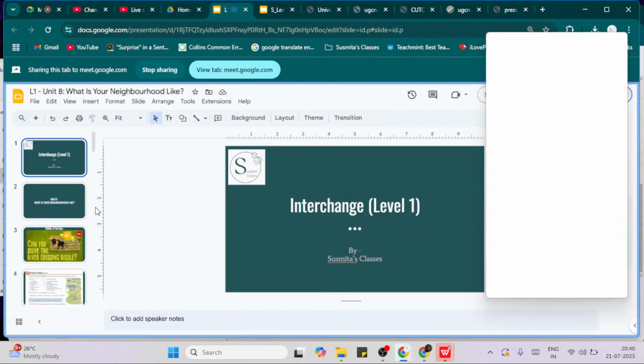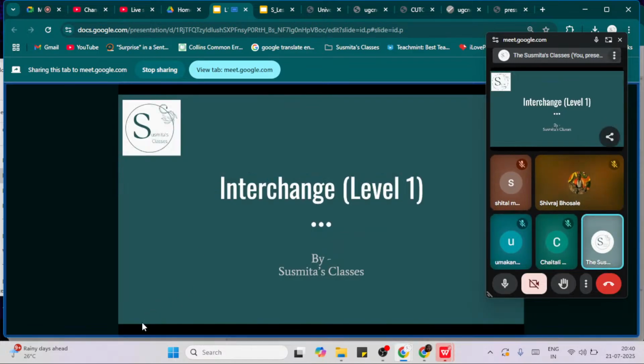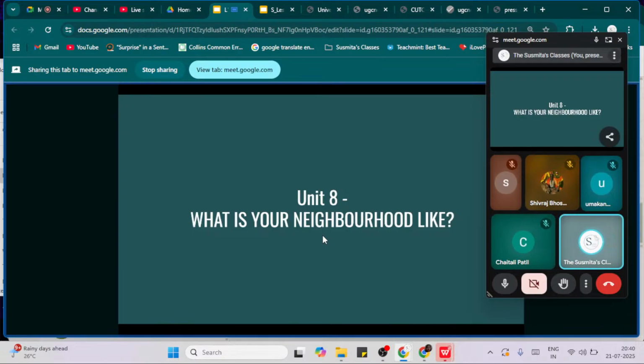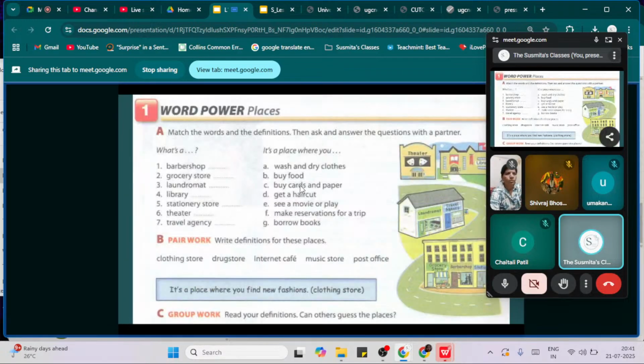We will be starting with unit number 8 today. The name of the unit is "What is your neighborhood like?" Now we have already seen this, "what is dash dash like." We ask this question whenever we want to know someone's nature or behavior. Correct? Now here, as we'll be talking about neighborhood, that's what we'll be observing, how to make these sentences.